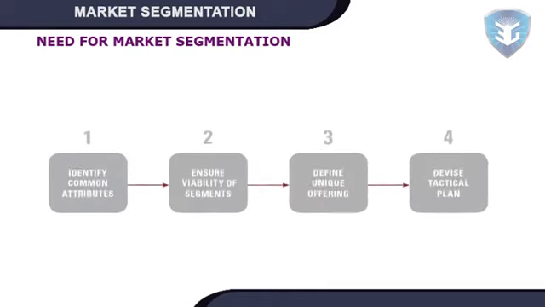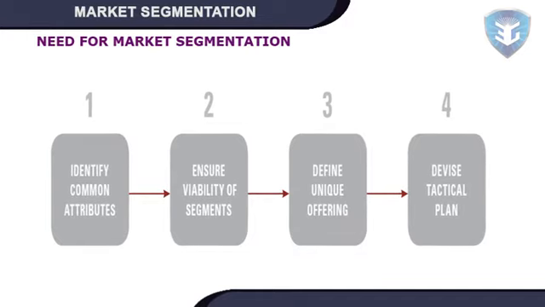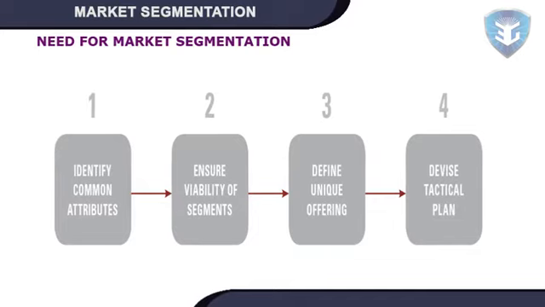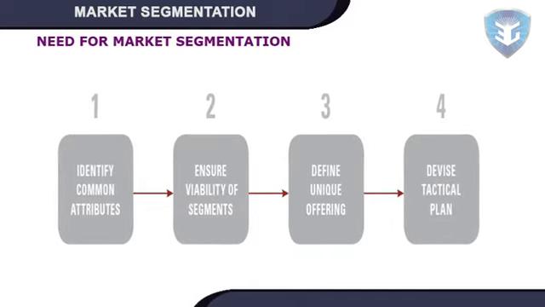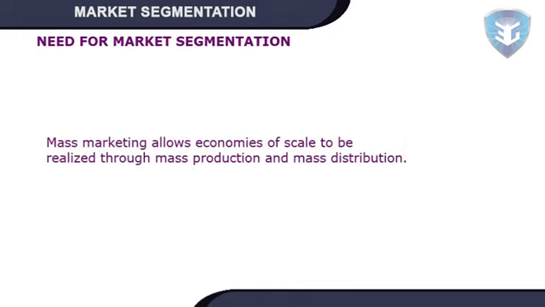But different customers have different needs, and it is rarely possible to satisfy all customers by treating them alike. Thus, there is a need for market segmentation. Mass marketing allows economies of scale to be realized through mass production and mass distribution.